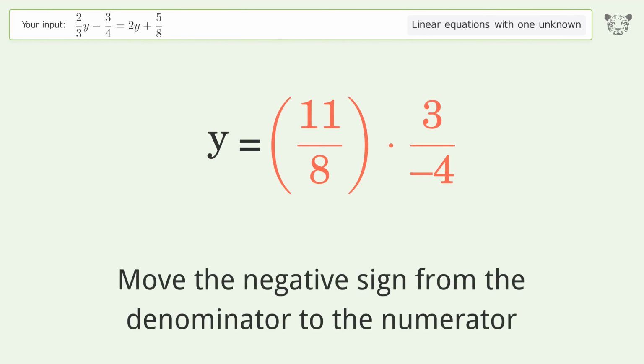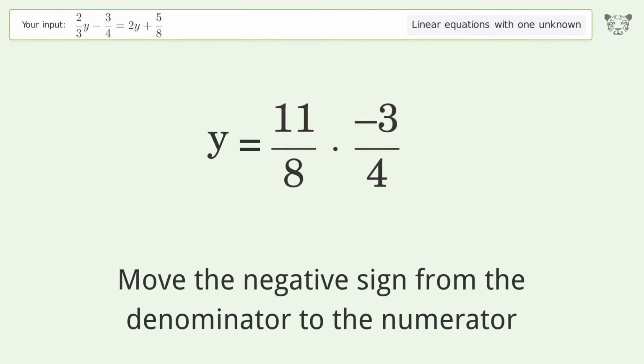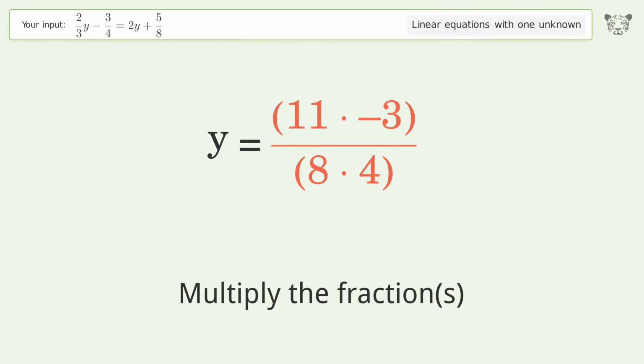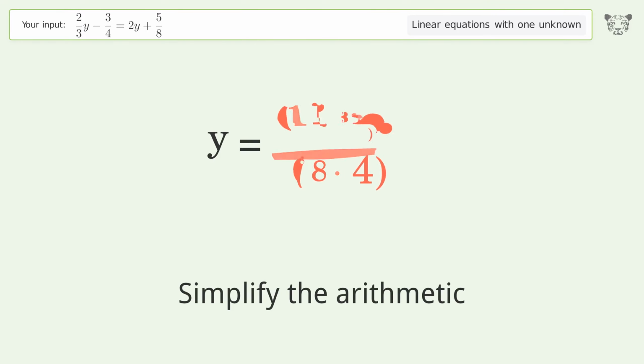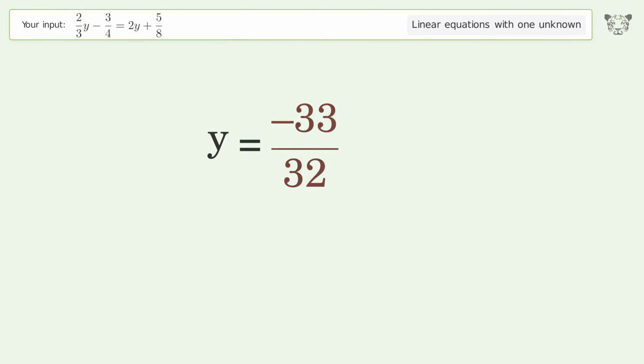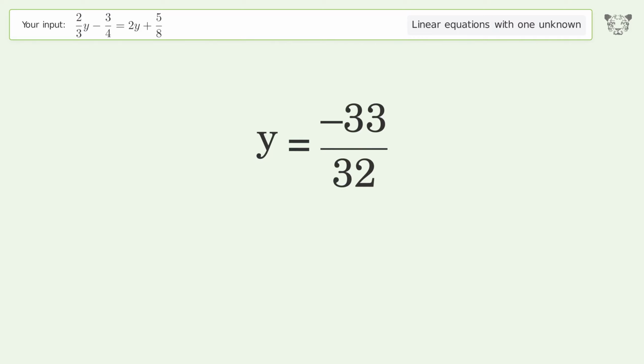Move the negative sign from the denominator to the numerator. Multiply the fractions. Simplify the arithmetic. And so the final result is y equals -33/32.